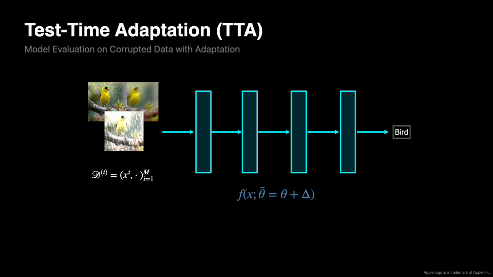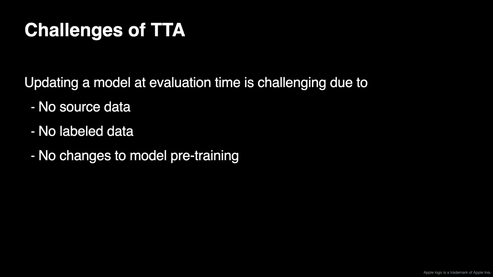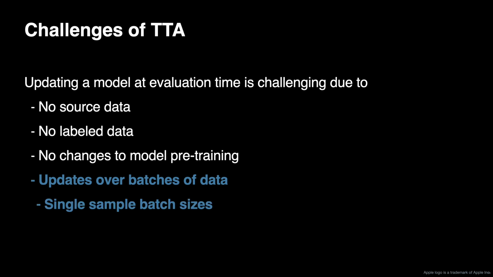In test time adaptation, or TTA for short, the goal is to update the model slightly, denoted by delta here, using the unlabeled test samples. Since we're at evaluation time, this is challenging, as we have no access to source data, no labeled data, no access to change model training, and observed data in a streaming online setting. In this work, we further consider the real-world setting of only seeing a single sample per batch. Now, let's talk about some strategies for TTA.